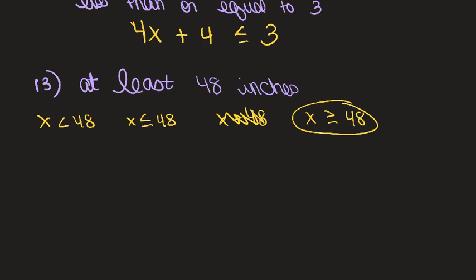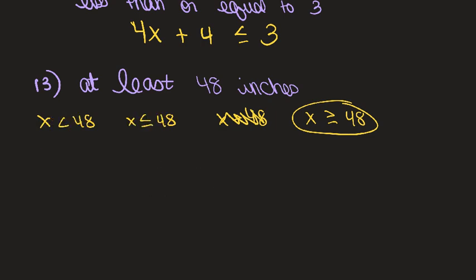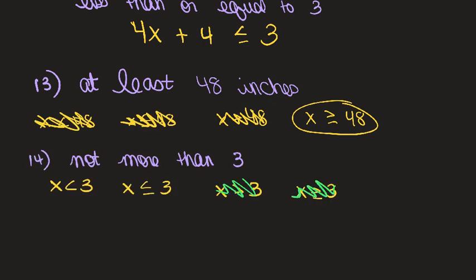Question 14. Write an inequality for not more than 3. Not more than 3. All right? So we would have these four choices. If it can't be more than, I don't want either of these. Can it be exactly 3? Yes, so that eliminates this one. Not more than 3, 3 or less.